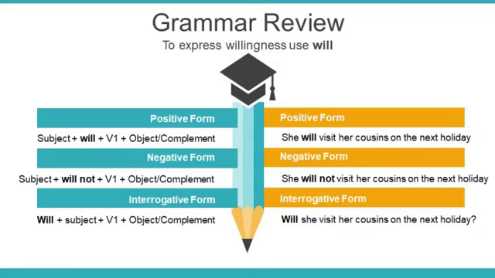In the negative form, the formula is subject plus will not plus verb 1 or present verb plus object or complement. And the sentence will be, she will not visit her cousins on the next holiday. In the interrogative form, the formula is will plus subject plus verb 1 or present verb plus object or complement. The sentence will be, will she visit her cousins on the next holiday?